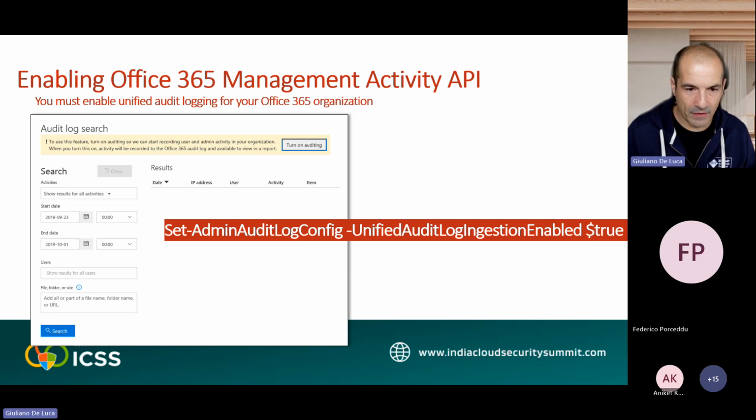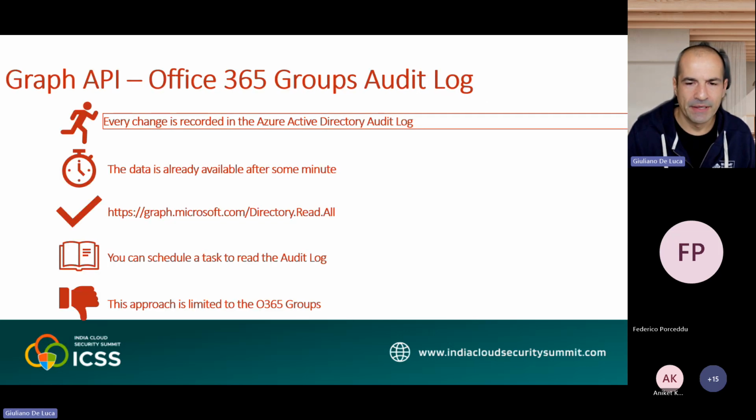Now let's move to the next slide and talk about the audit log related to Microsoft 365 groups. What you can do here is use a combination of APIs, the Graph API and the Management API, to get informed when a user invites a guest to a team in Microsoft Teams, for example.